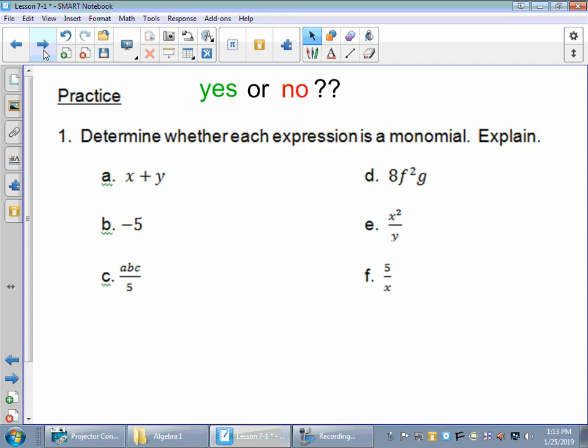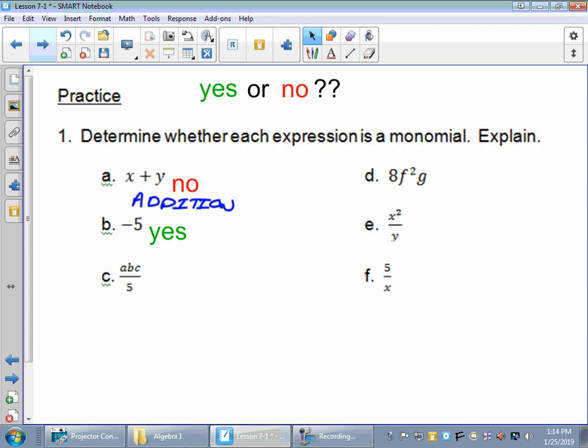So this first one, we should know right off the bat that this is a no because we've got this addition sign. We didn't say anything with addition. So because of that, we're going to go ahead and say no because it's got addition, and we only deal with multiplication there. This -5, we just talked about what a constant is. So yes, it is just the number. It is a monomial.